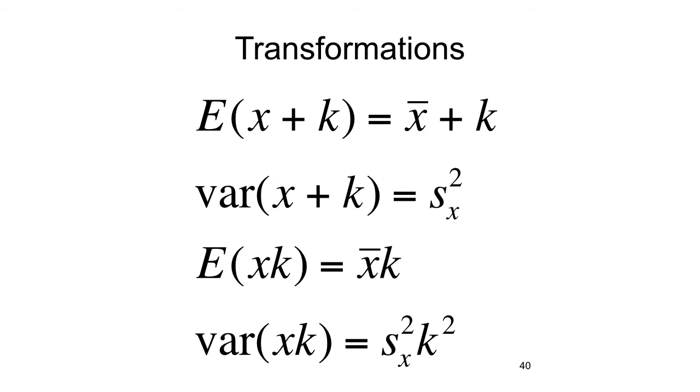So what's going to happen if we're dividing is the mean is going to be x bar divided by k, and the variance is going to be s squared over k squared. Because division is just multiplying times 1 over a constant. Just like, what about subtraction? Subtraction is just adding a negative number.